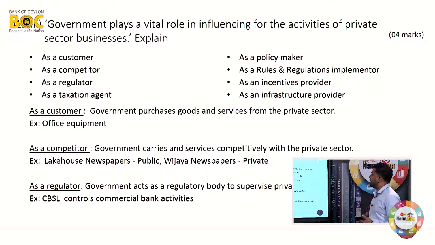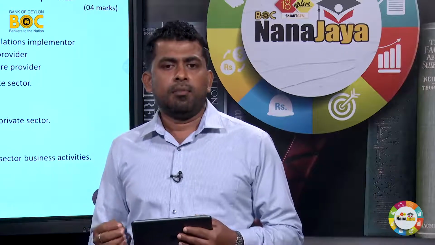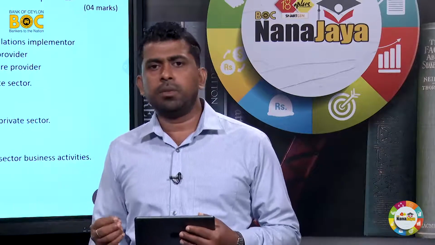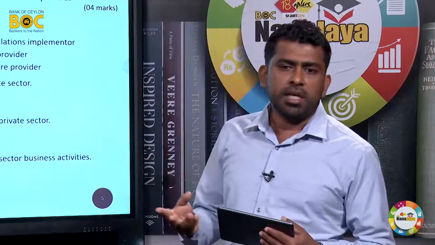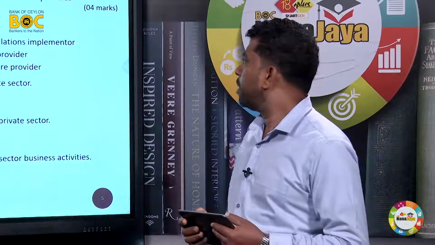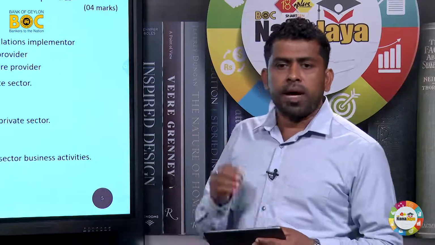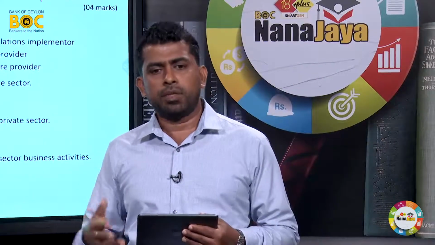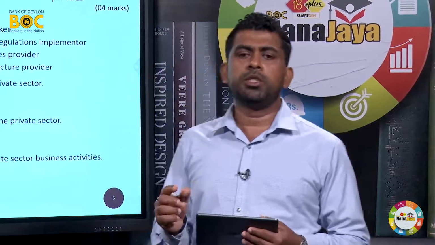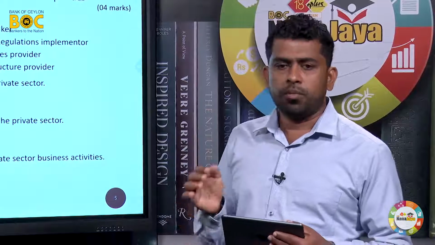As a policymaker, government maintains fiscal policy and monetary policy in order to control economic activities of the country. As a rules and regulation implementer, government passes different types of laws through the parliament in order to protect consumers, to protect businesses, to protect environment.